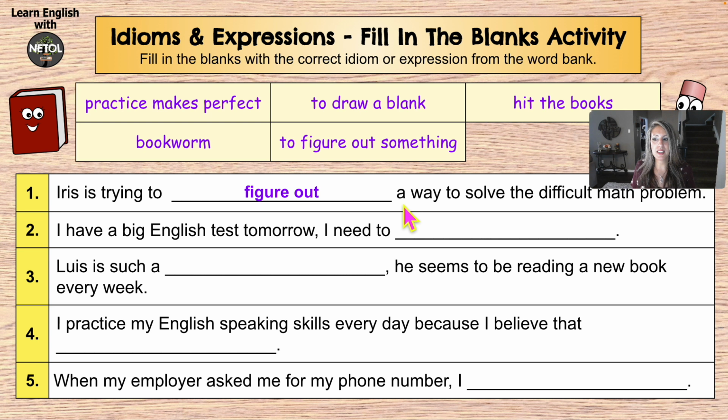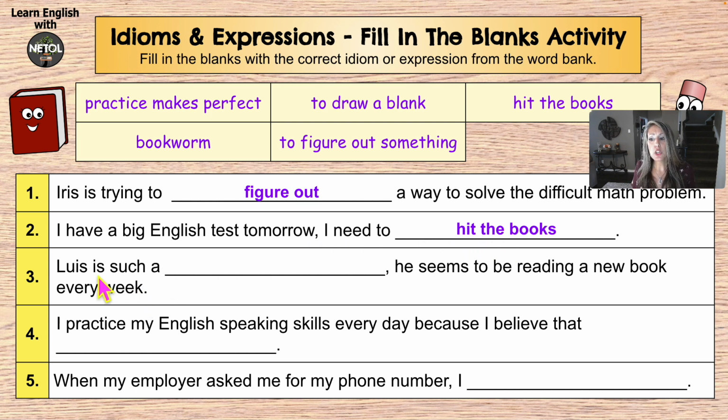That is complete. Let's look at number 2. I have a big English test tomorrow. I need to hit the books. Remember, hit the books, that means study. So I have a big English test tomorrow. I need to hit the books.